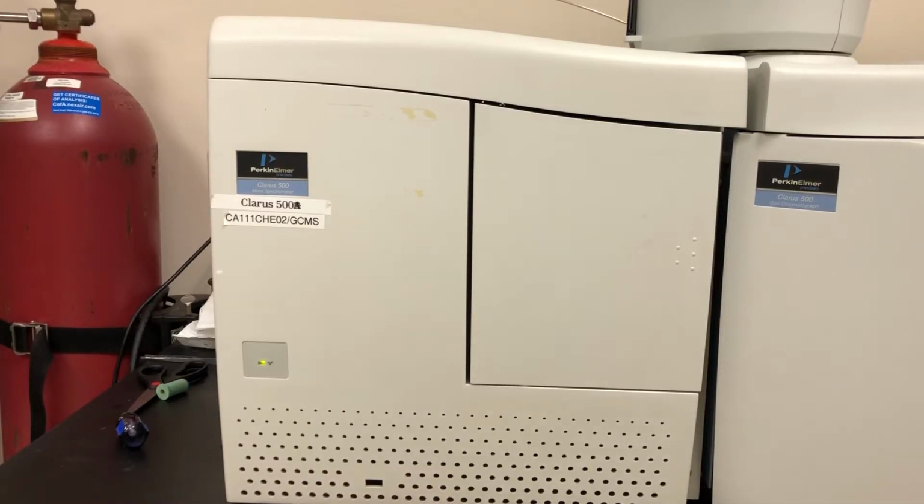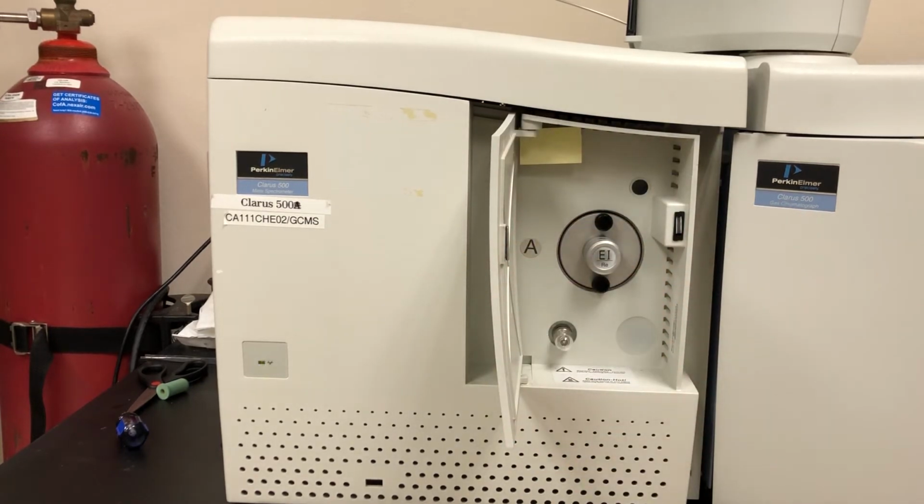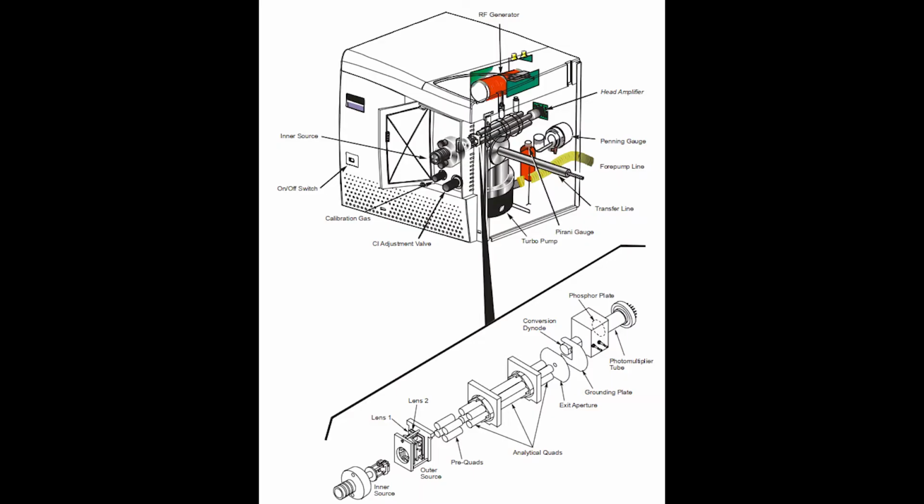So we looked at this guy last week. This is the mass spectrometer on our GCMS. It's got the EI source right there. This is an actual picture. Let's take a closer look via a schematic from the manual.